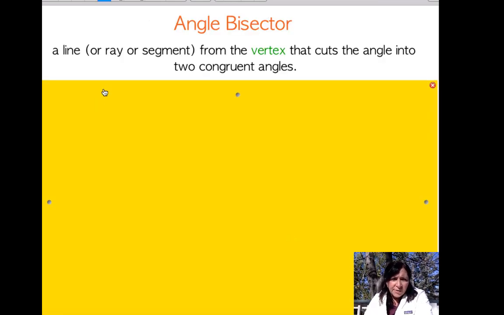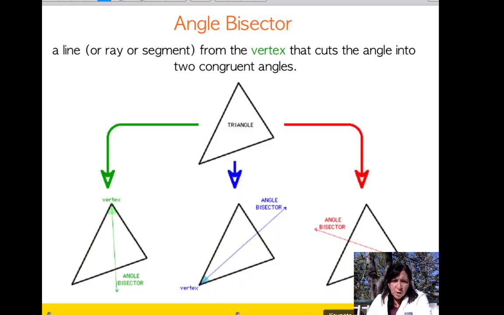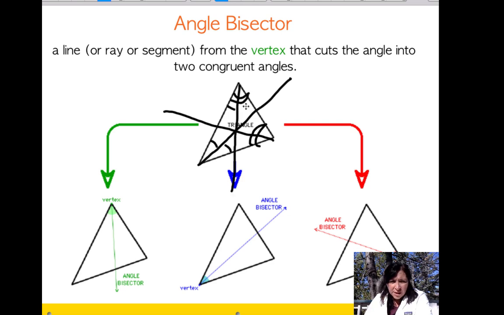So an angle bisector is a line or ray segment from the vertex that cuts the angle into 2 congruent parts. I think this one is the easiest one, and most students really like it. That's congruent to that. That's congruent to that. And then you've got this one where this angle here is congruent to that angle here. Again, they do intersect in the center. That point of intersection is called the in-center.